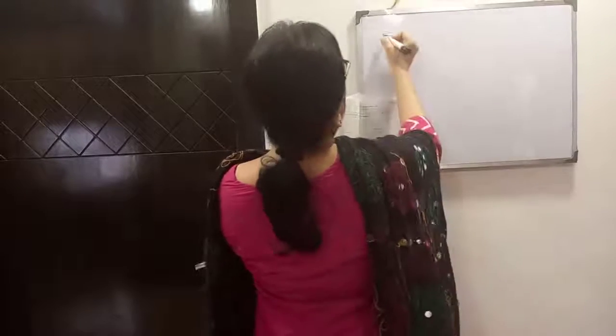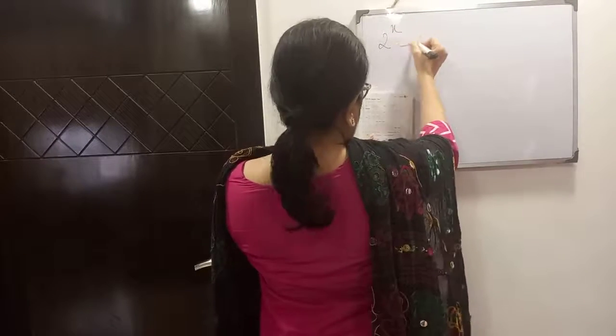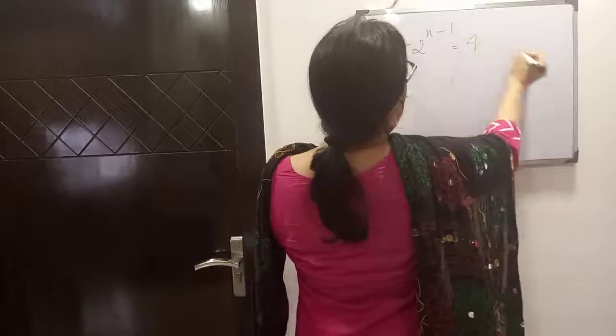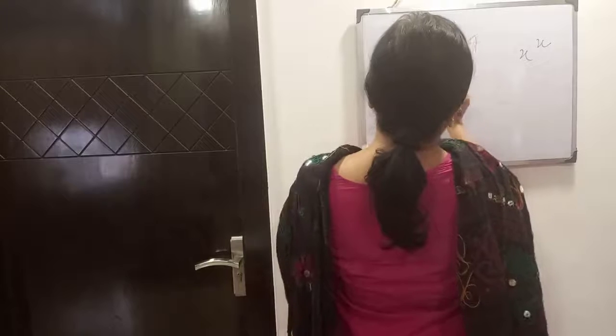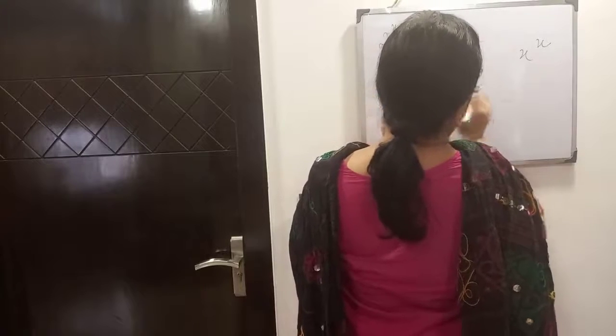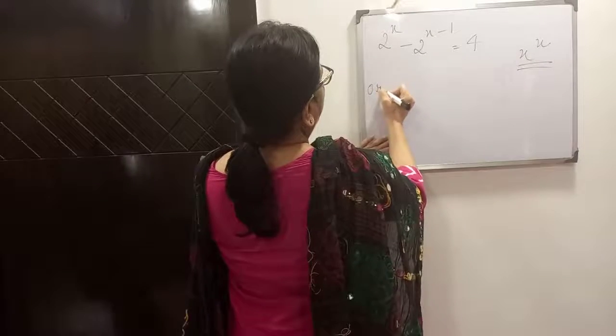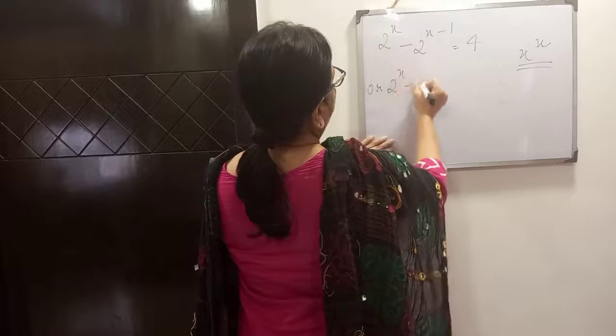2 to the power x minus 2 to the power x minus 1 equals 4. Then calculate the value of x to the power x. Again I am telling you that you will read the question properly. From here you will get the value of x and you will end there. No, not that. You have to calculate the value of this.